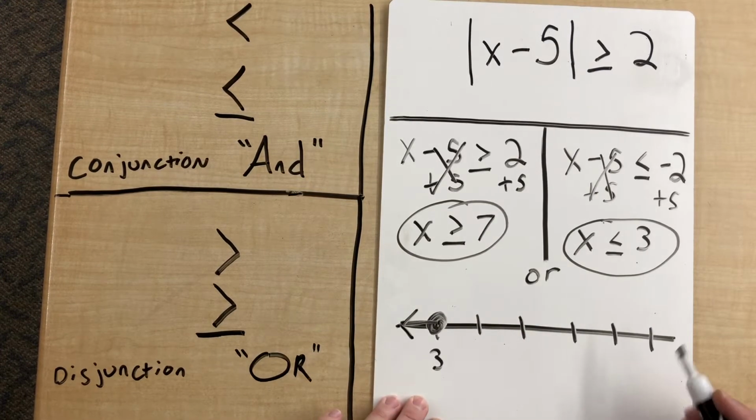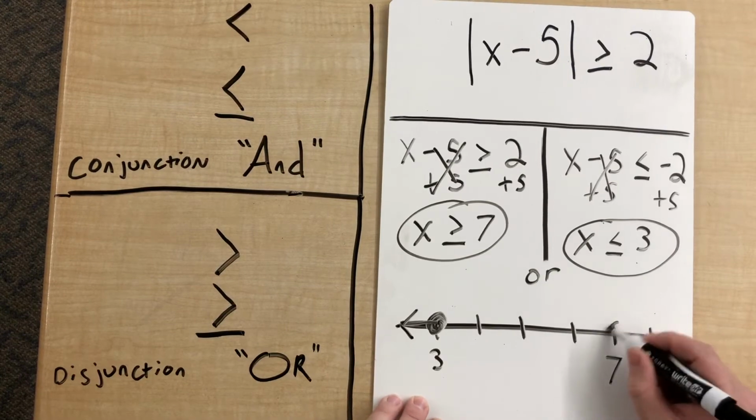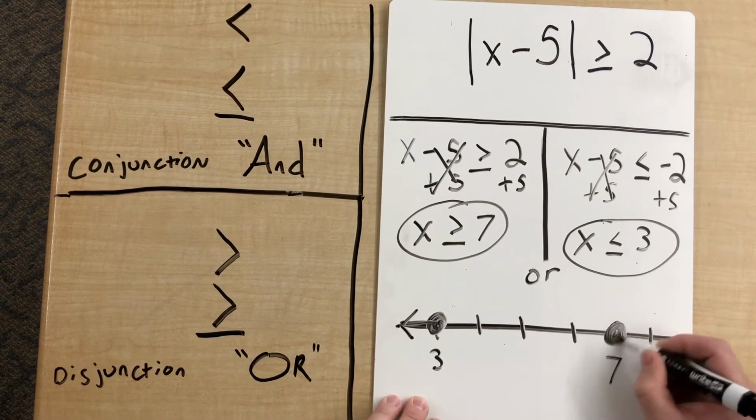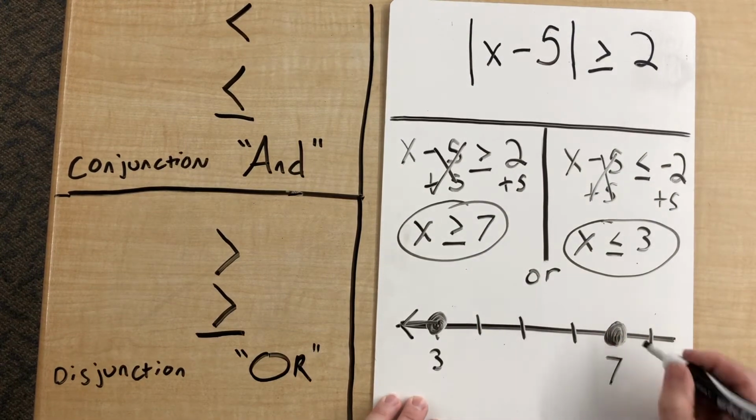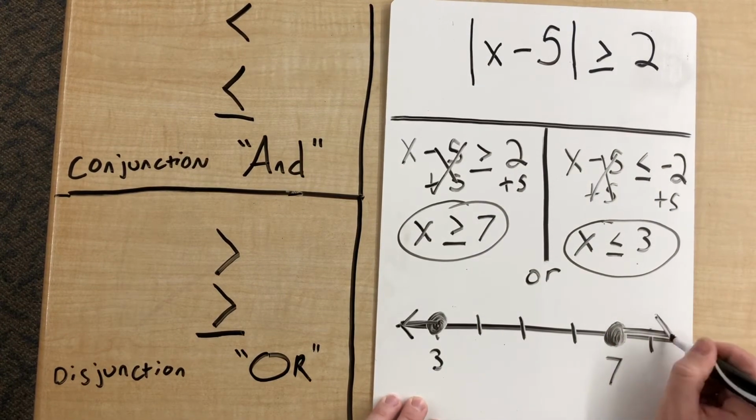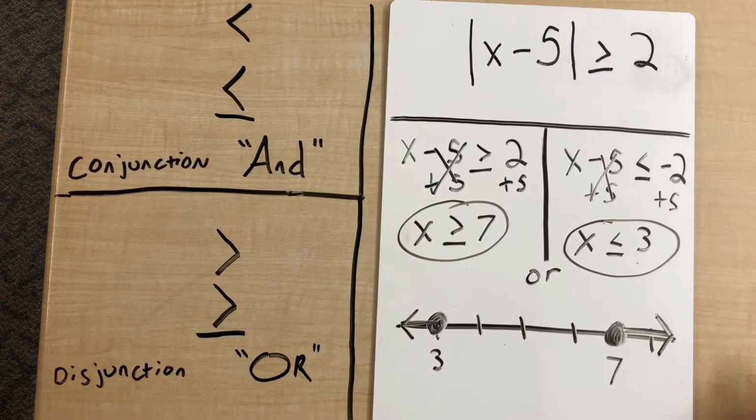4, 5, 6, 7. Here is 7. I'm going to fill in the circle because it is an equal to sign, just like it was up there. X is greater than, so greater than is going to the right. And we have just solved our first absolute value inequality.